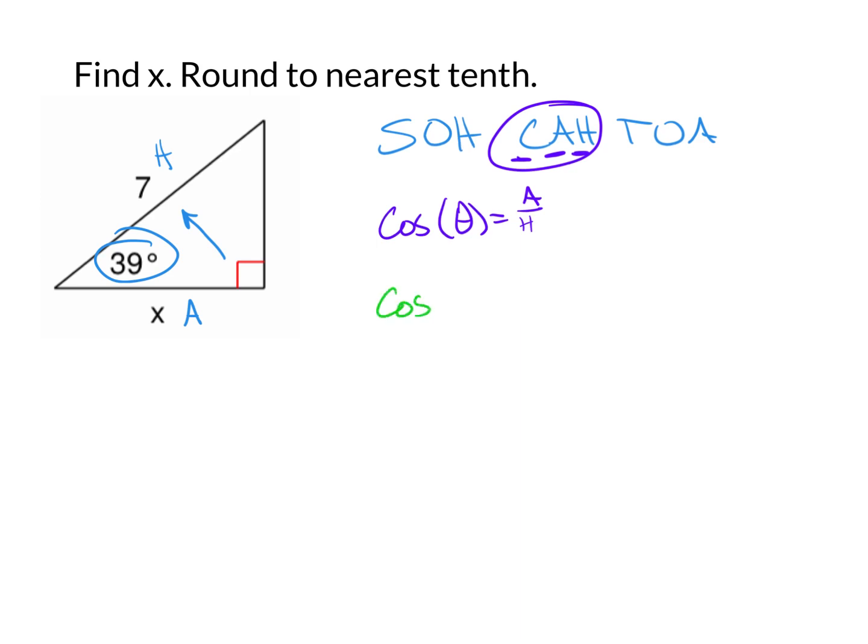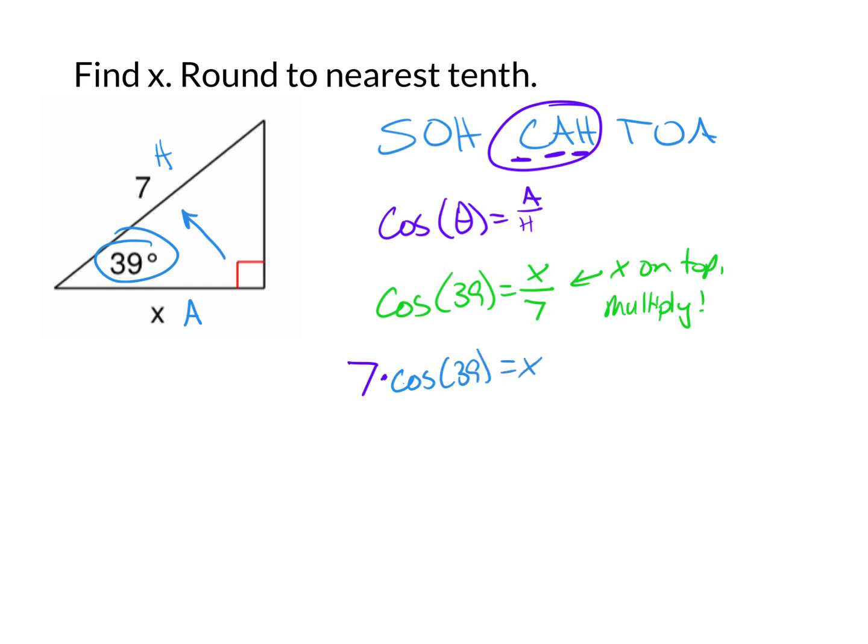So I'm going to plug it in. I get cosine, the theta is the 39 degrees, that's my angle. A is x, hypotenuse is 7. Once again, x on top, multiply. So multiply that 7 times cosine 39, and that's going to be what my x equals. So go on my calculator, 7 times cosine 39, close parentheses, and my x is equal to 5.44, which rounds to just 5.4. And that's it on that one.